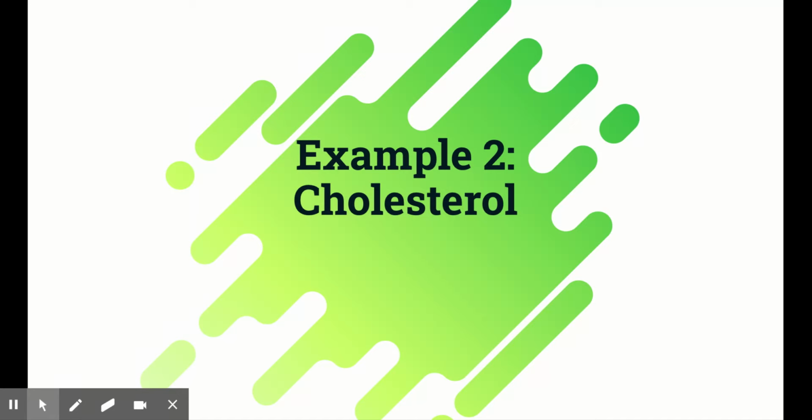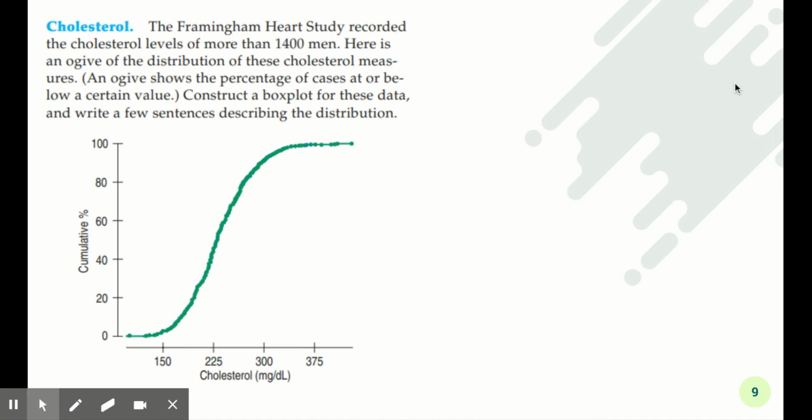Let's look at example 2, cholesterol. The Framingham Heart Study recorded the cholesterol levels of more than 1,400 men. Here is an ogive of the distribution of the cholesterol measures. An ogive shows the percentage of cases at or below a certain value. Construct a box plot of these data and write a few sentences describing the distribution. Please pause the video now and try to complete a box plot of this data by using the ogive to find the minimum, the maximum, the lower quartile, upper quartile, and the median.